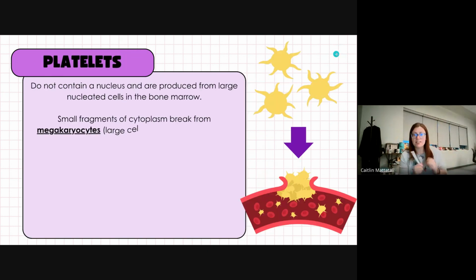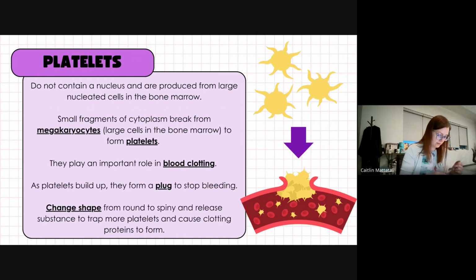All right, last thing is platelets. And these ones are my favorite. So again, I have a silly comic that's going to be coming up, and I'm sorry, but I promise it'll help you remember things.